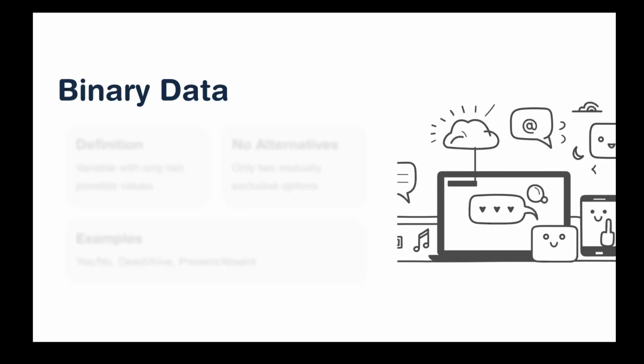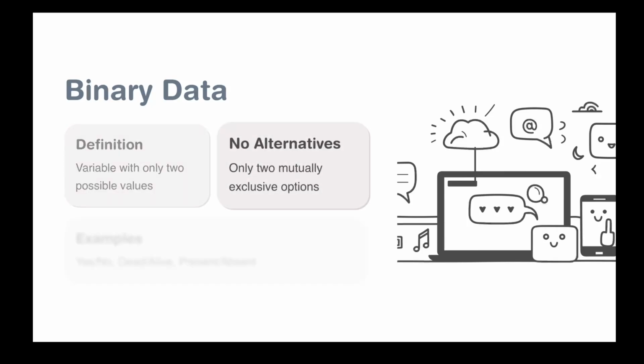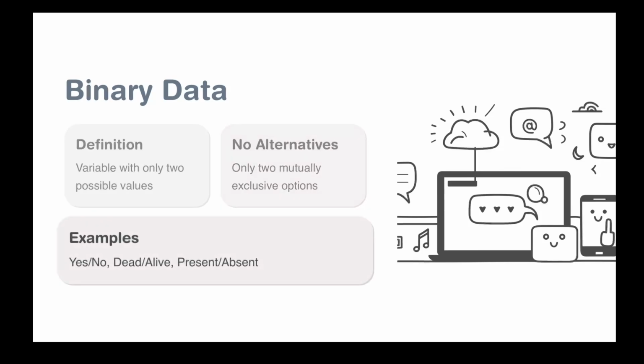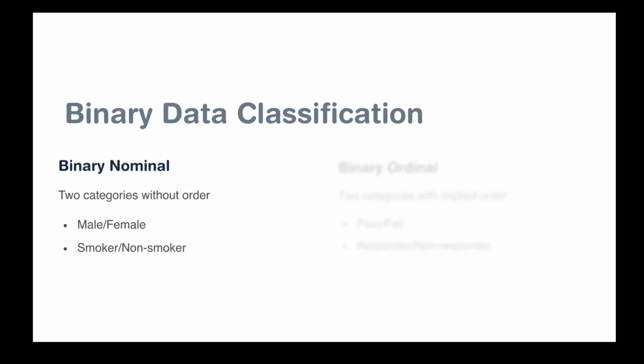Other than these, we have something called binary data, where we can define the data into only two things: yes or no, plus or minus, like that. It is a variable with only two possible values, and there are no alternatives. Only two mutually exclusive options are applicable. Examples include yes or no, dead or alive, present or absent. We can't have in-between values or alternatives other than these, right? So this is binary data. Binary data classification can be done in terms of binary nominal, like male, female, smoker or non-smoker, without any order.